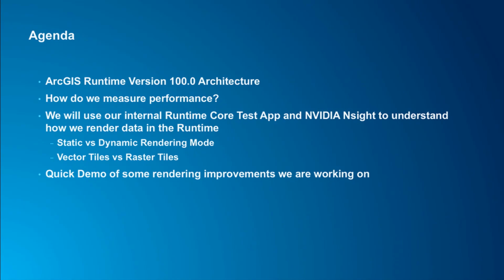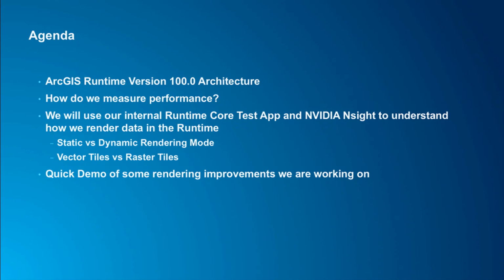So what we're going to do in this session, we're going to talk about the new runtime architecture just a little bit, the version 100 architecture, because it is different than the older 10.2x architecture. And then we're going to talk a little bit about how we actually measure performance. What does the things that you do when you make the decisions that you make in runtime, how that actually affects performance. And really that comes down to two major things. It's static mode versus dynamic mode. And we're going to explain what the modes are and how they work and how they render.